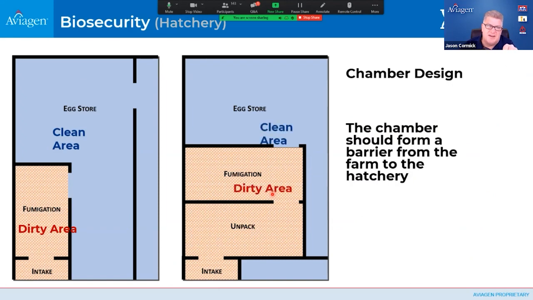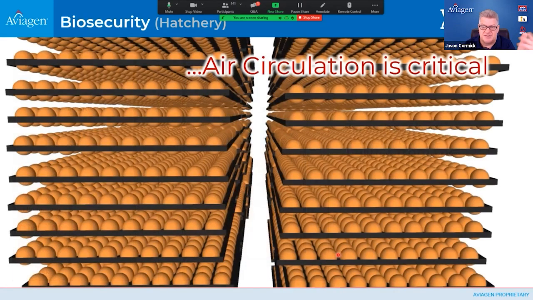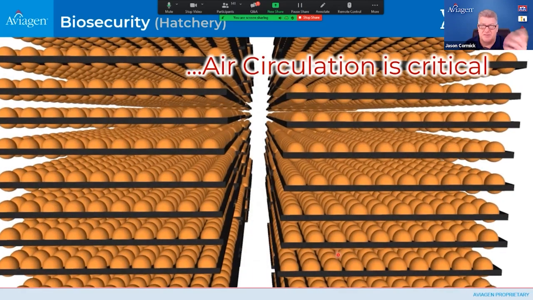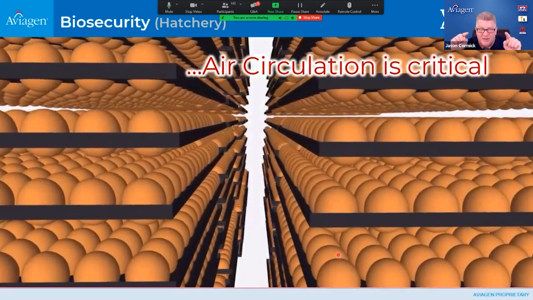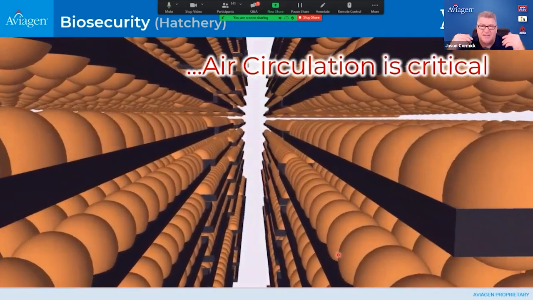If you have eggs coming in on 30 size trays and then you have to unpack them, this would also be a dirty area. So you'd unpack your eggs and then you need to fumigate. You can't fumigate on 30 size trays. Just to give you an example, this is just 19,200 eggs, the equivalent of a very small incubator, but each of these eggs has to get gas around it.